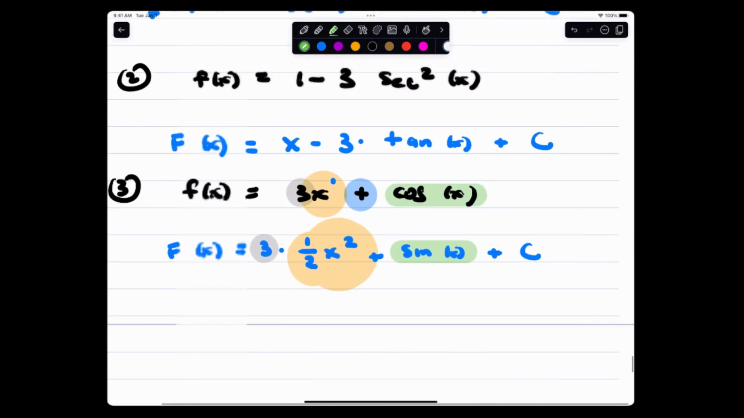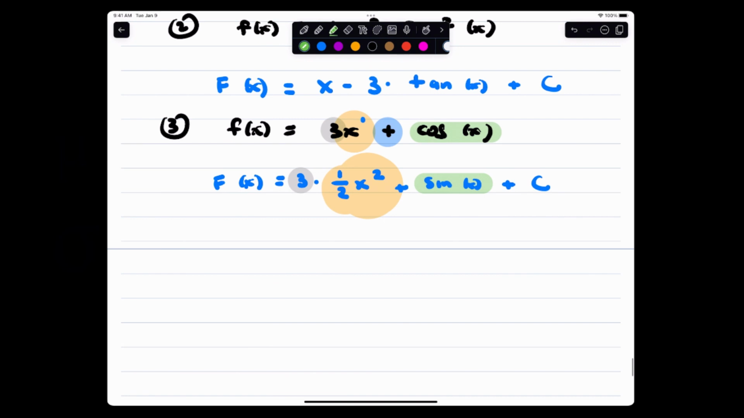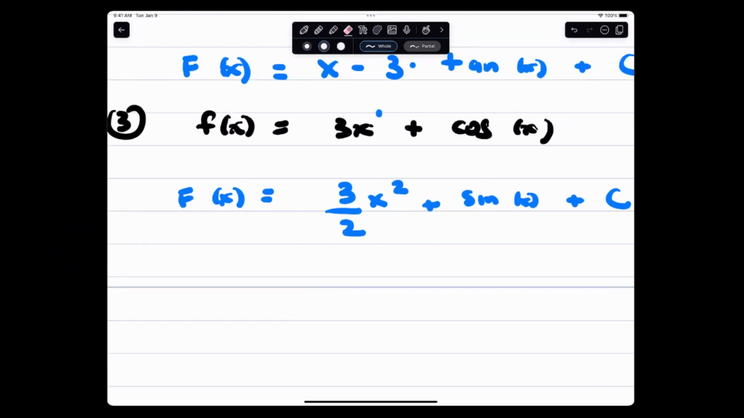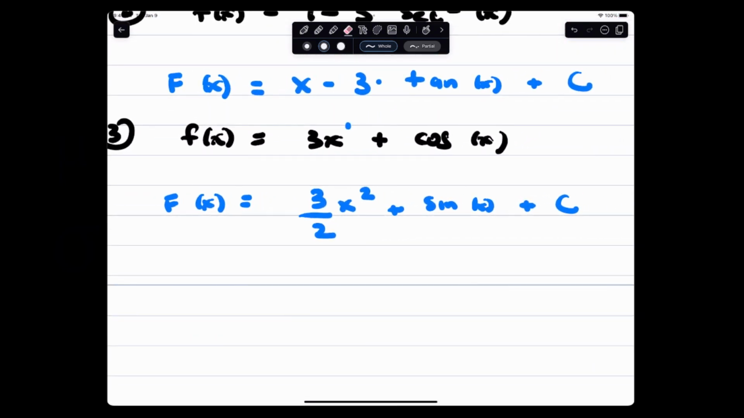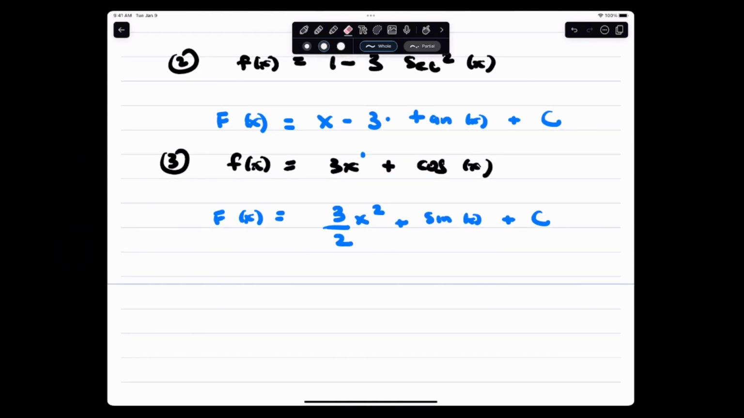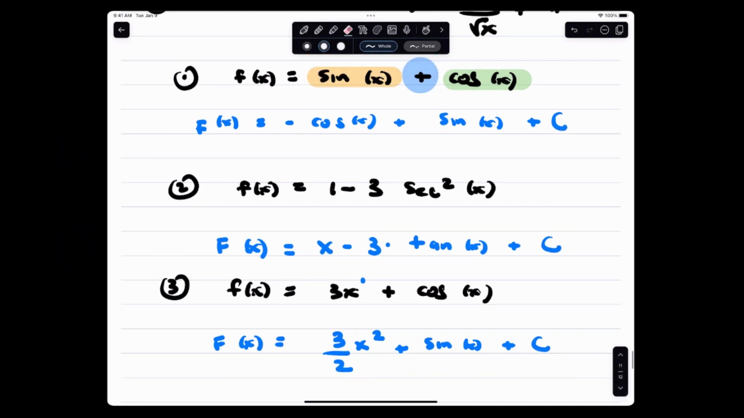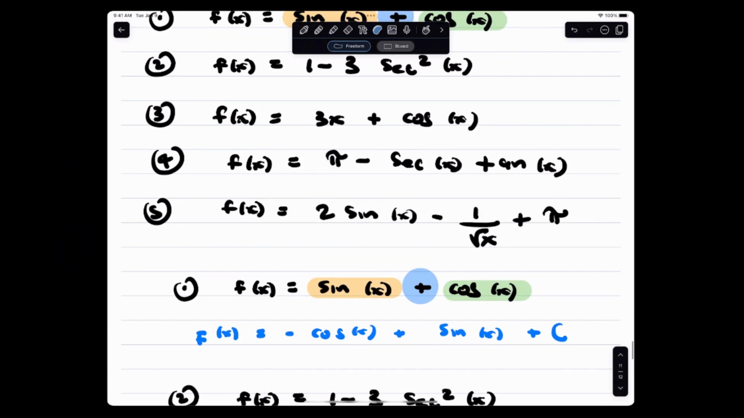There it is. Now, you might even say, but what about 3 times 1/2? Write it as 3/2. And there you are. Easy peasy lemon squeezy. What do you guys think? Not too bad? All right, let's see number 4 now.